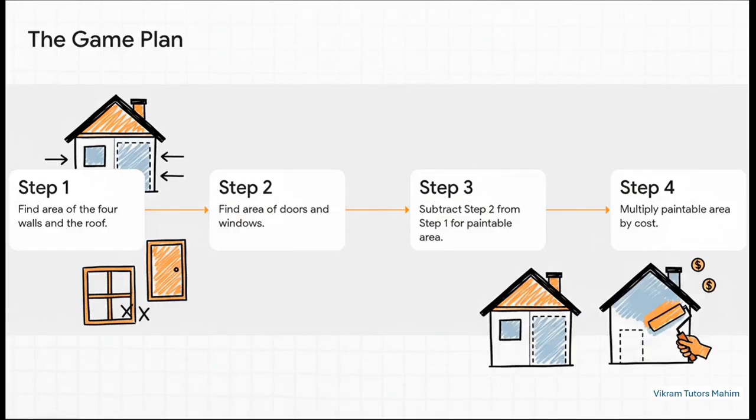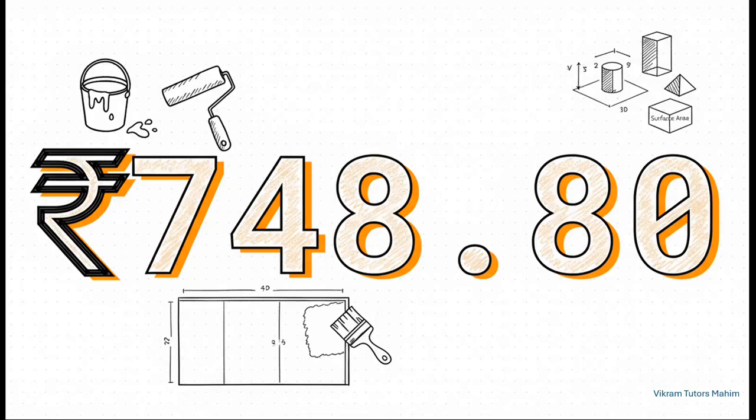So here's our game plan. This is a pure surface area problem. We'll start by finding the total area of the 4 walls and the ceiling. Then we'll find the area of the doors and windows that we get to skip. We'll subtract the area we won't paint from the total area, and finally we multiply that final number by the cost. Let's do it. After running all those numbers, the total cost comes out to 748 rupees and 80 paise.